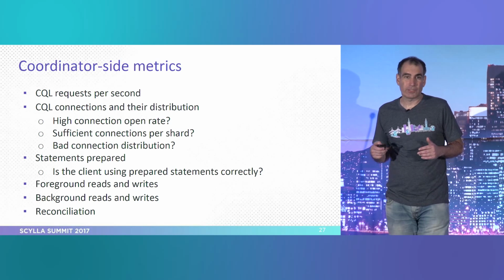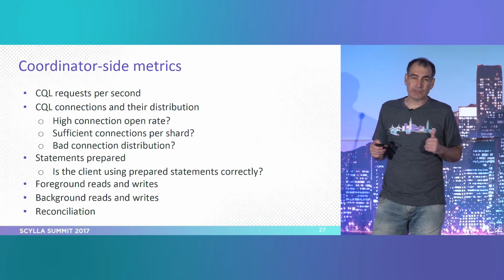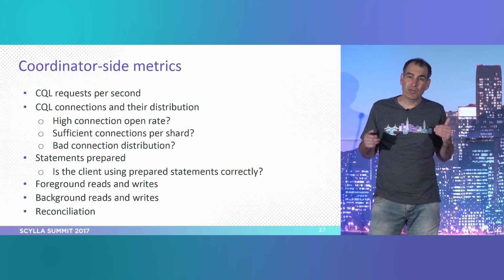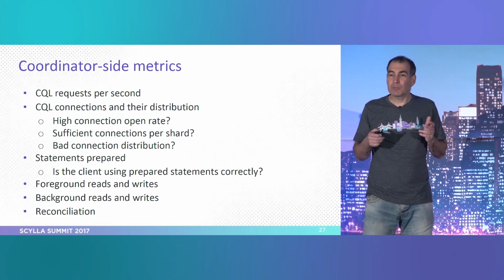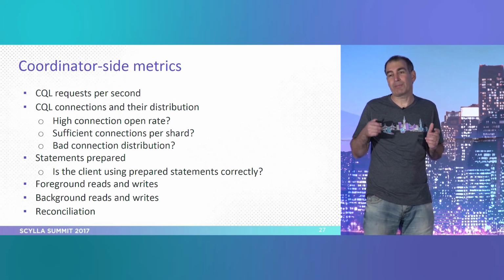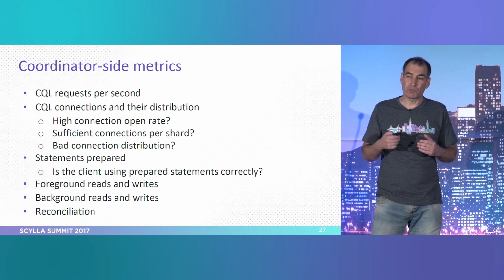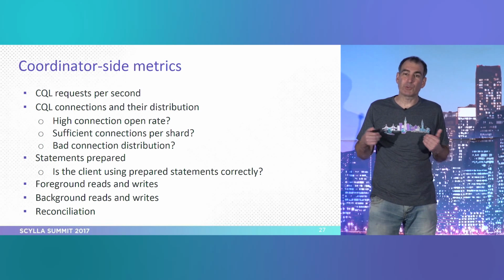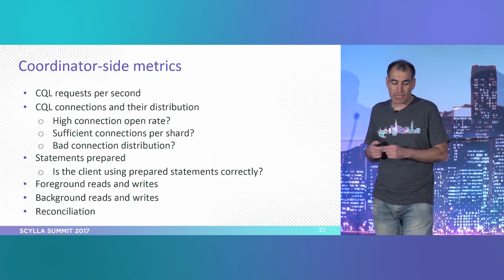So you want to make sure that both the foreground reads and writes and the background reads and writes are not exploding. They are bounded. Exactly what number is right for your cluster depends on your nodes and on the types of queries that you do. So you need a little bit of intuition, which is achieved just by staring at the graphs for a long time.